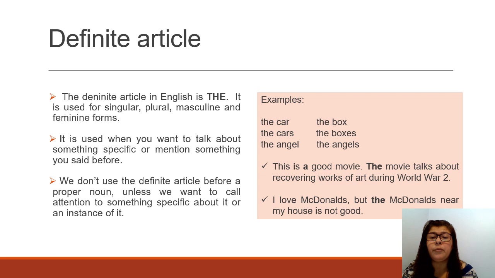Okay, so here we have the first time you mention it, it's a proper noun, so you don't use the article. If it's proper, it's definite, so you don't need to use the definite article. But the second time you mention it, you want to call attention to something specific. So the McDonald's near my house is not good. So you're not referring to the McDonald's in a general sense, but you're referring to a specific one near your house. So you use the definite article before the proper noun.